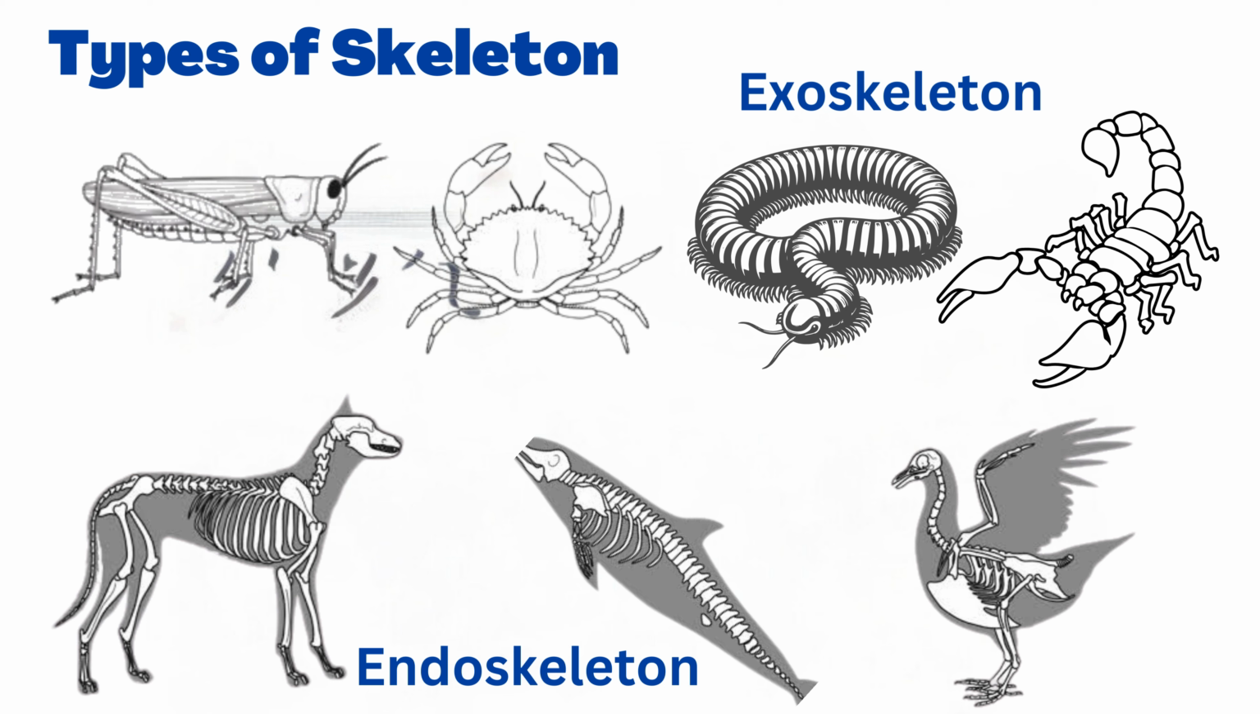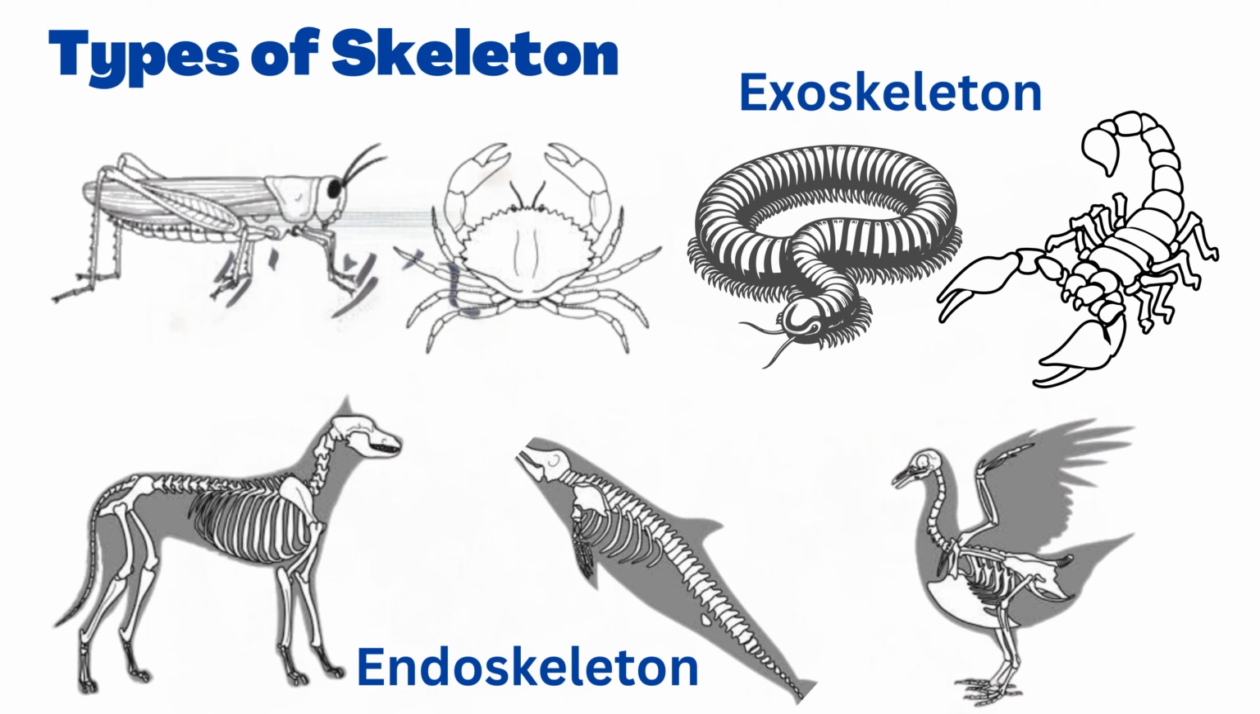There are three types of skeleton found in living organisms or in animals. We have exoskeleton. Exoskeleton is the type of skeleton which is found outside or at the external part of the body of some animals. It is composed of cuticle or chitin. Exoskeleton is found mainly in invertebrates like crabs, insects, millipedes, and centipedes.